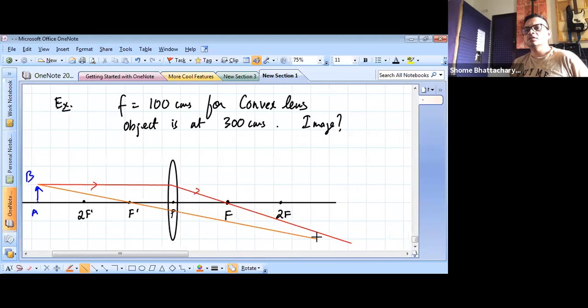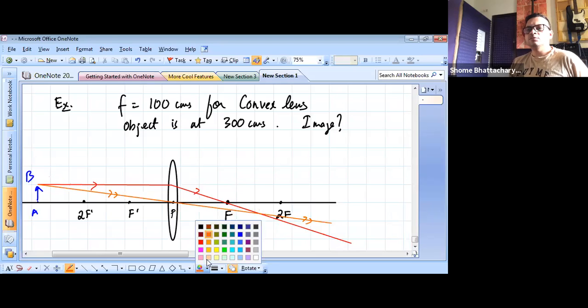As you can see, these rays will meet at this point. So the point B over here, which is the tip of this extended object, has its real image at this point. The whole object will have a real, inverted and diminished image like this.